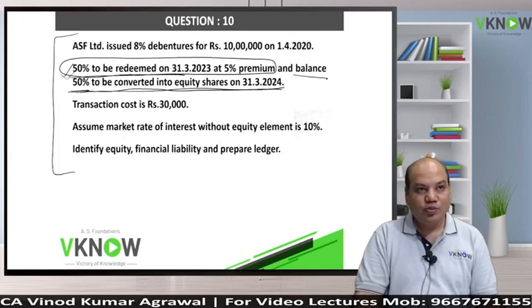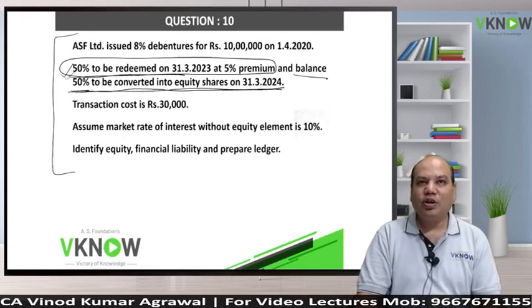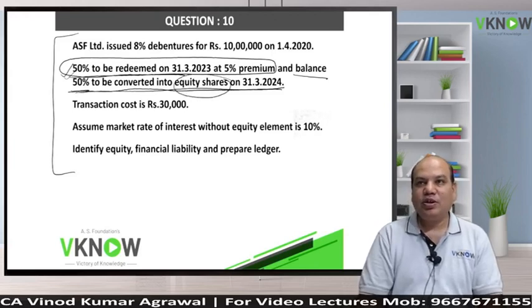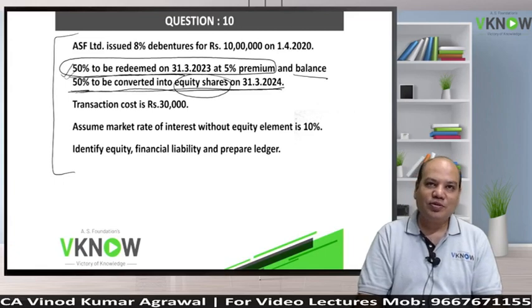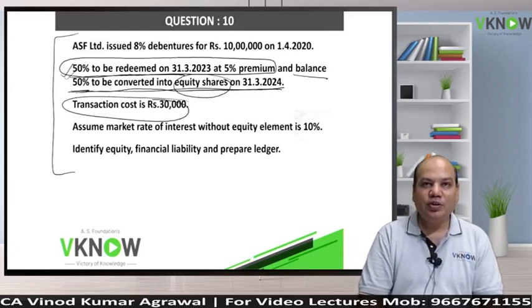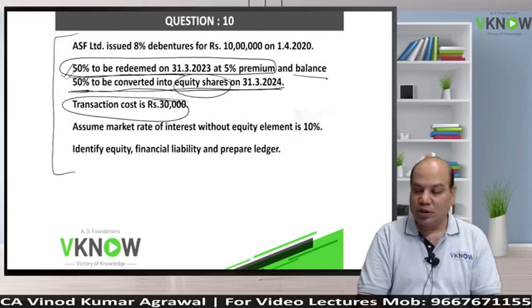So next year you have to pay interest on the remaining 50%, don't forget, and it will be converted into fixed number of equity share. Although the question is silent on this, there is a mistake in the question, whether it is a fixed equity number or variable. So we will assume fixed. We'll assume fixed number of share will be issued. Transaction cost is 30,000. So this also I need to split between debt and equity. Assume market rate of interest without equity element is 10%.